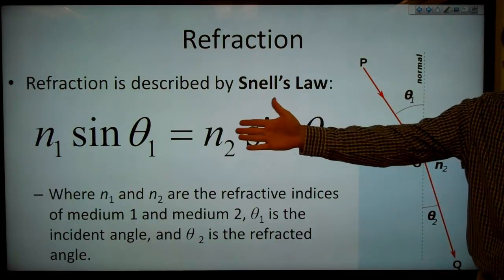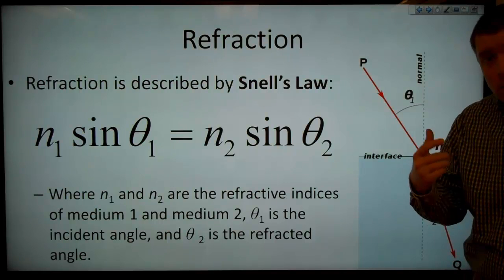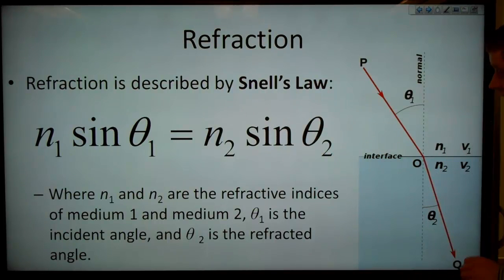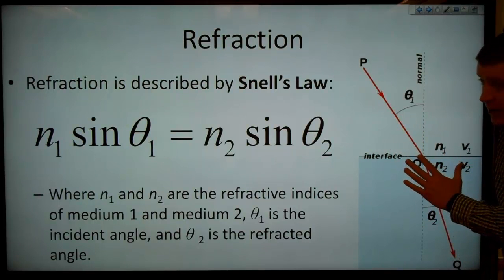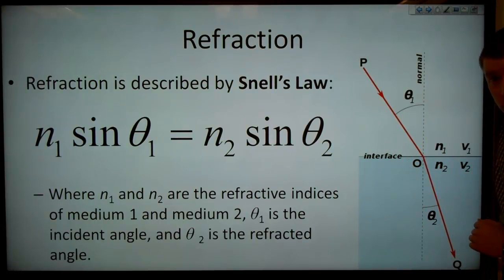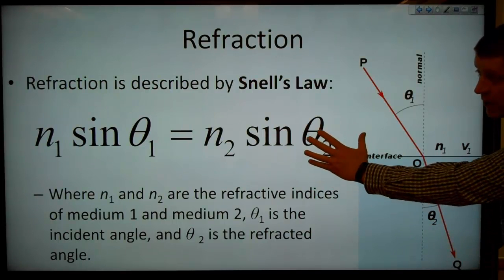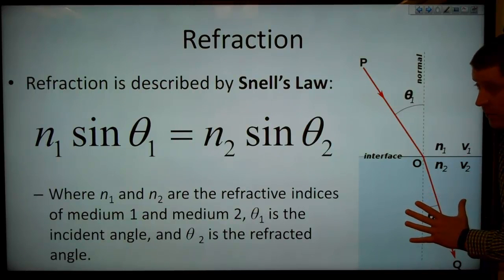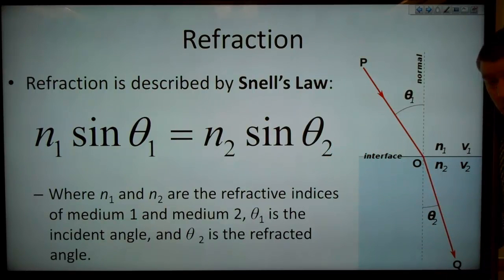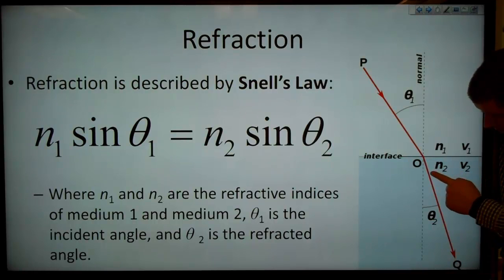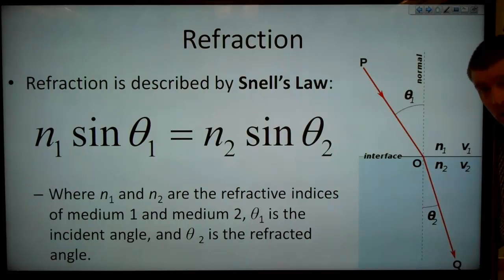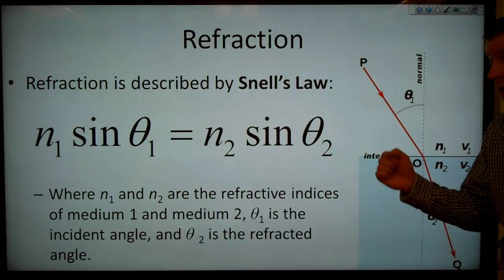We have n1, the index of refraction in the first medium, times sine of theta 1, which is the incident angle to the surface between medium 1 and medium 2. That's equal to n2, the index of refraction in our second medium, times sine of theta 2, which is the angle between the normal and the refracted ray in medium 2.